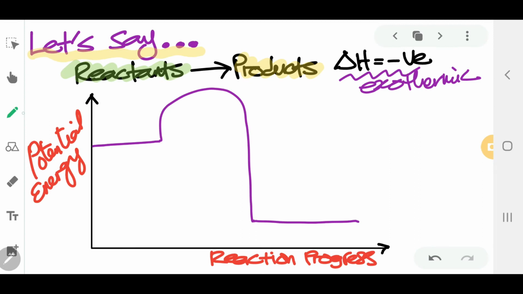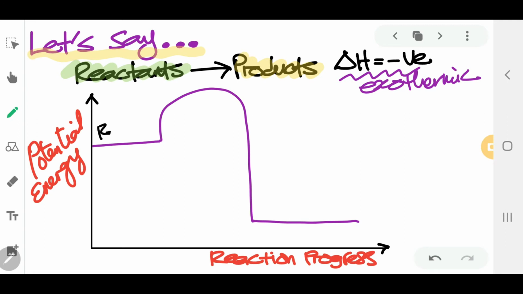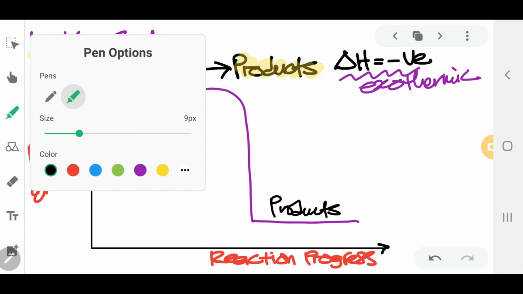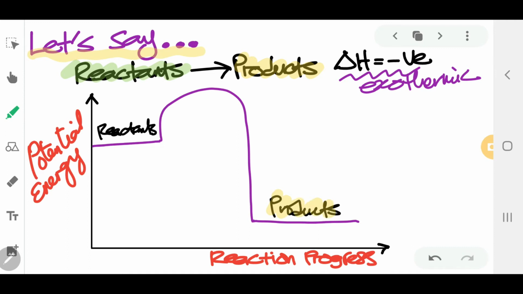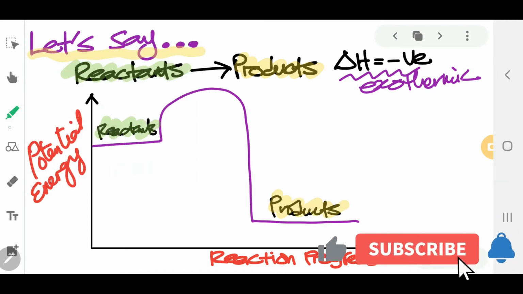And you need to label. We have reactants. So reactants will have higher potential energy, and the products will have lower potential energy. So the product is right here, and reactants is right over there.